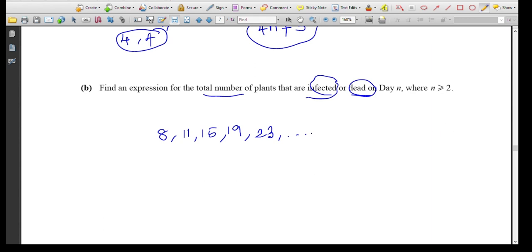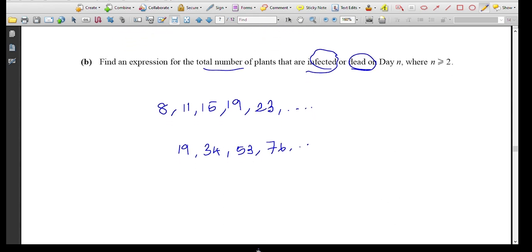Okay, since they are mentioning that n is greater than or equal to 2, we will be finding first the total number of plants that are infected. So the first day it's only 8, and the second day it is going to be 8 plus 11, it is 19, and we don't want to start with 8 because from the second day onwards we have to calculate. On the second day totally there will be 19 plants affected, and the next day it is going to be 34 because 19 plus 15 is 34, then 34 plus 19 will give 53, then 53 plus 23 will give 76, and this sequence continues.